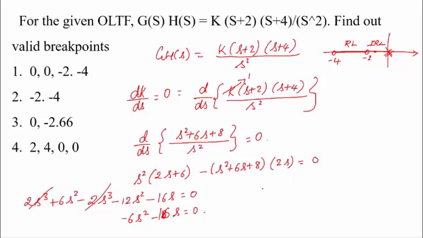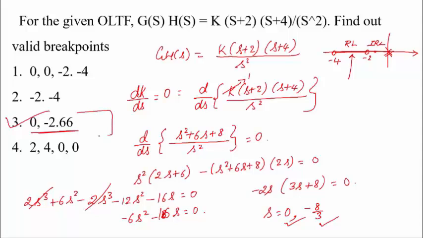Let me take minus 2s as common. What I will be getting is 3s plus 8, which equals 0. So one point is s equals 0, and the other is s equals minus 8 divided by 3, which equals minus 2.66. It is a valid one. Minus 2.66 will be over here. It is a valid breakpoint. And s equals 0 means it is on the pole. It is also a valid breakpoint. So the valid breakpoints are 0 and minus 2.66. So the corresponding option that is going to follow is option 3 is correct.